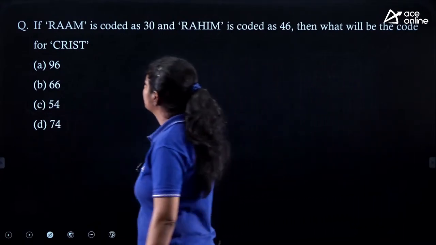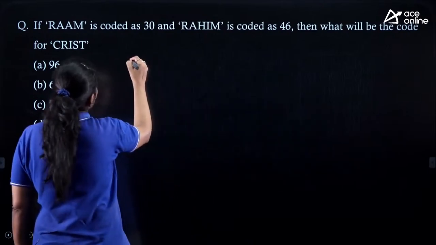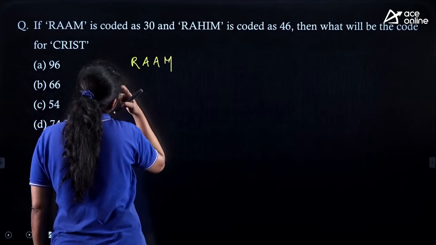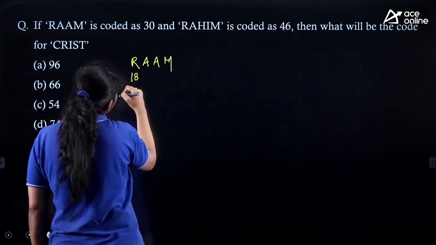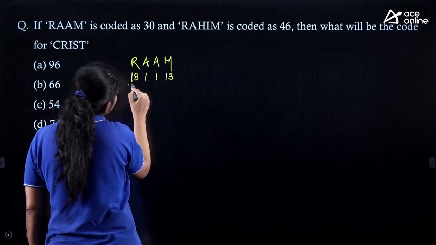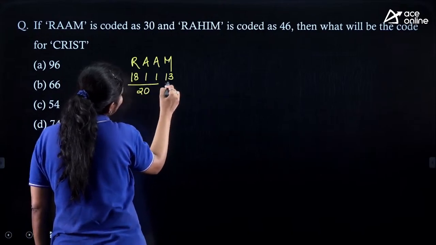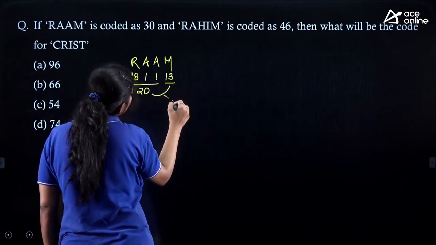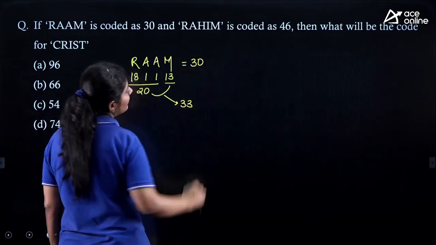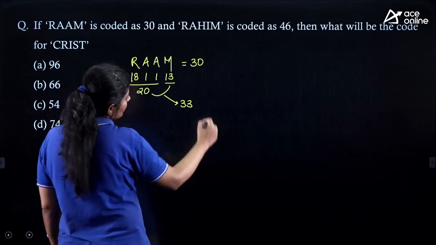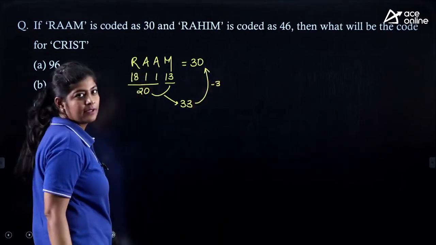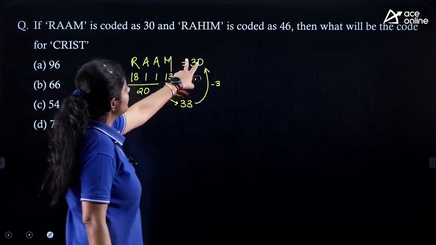66. Let's see. So here we are having a word Ram, right? So the associated numbers are 18, 1, 13, which add up to 32... I mean, it is nothing but 33, but it is written as 30, right? So there is a subtraction of 3 from it just to get this number 30.